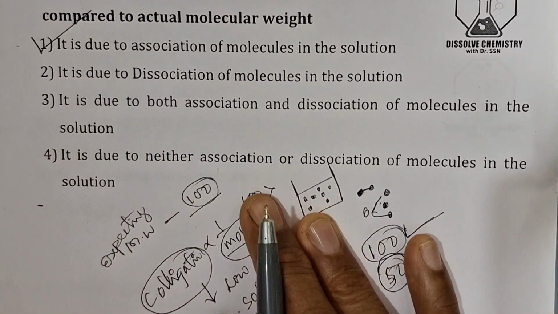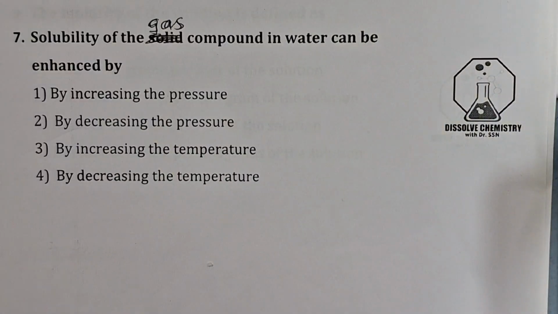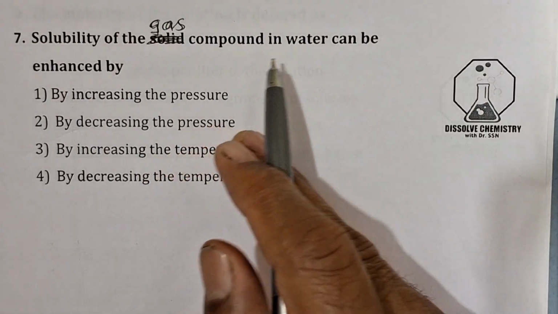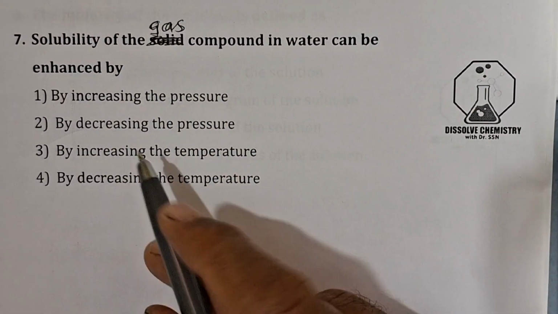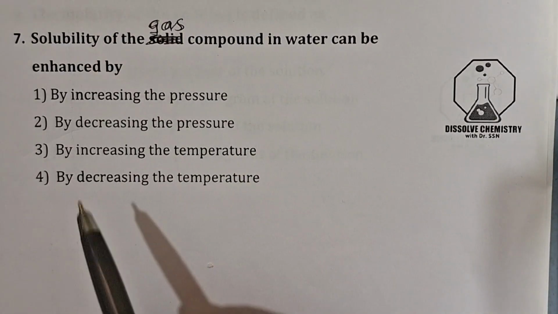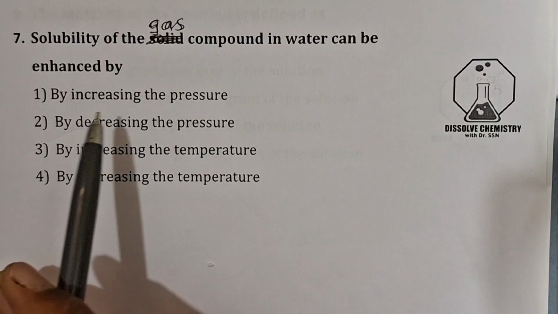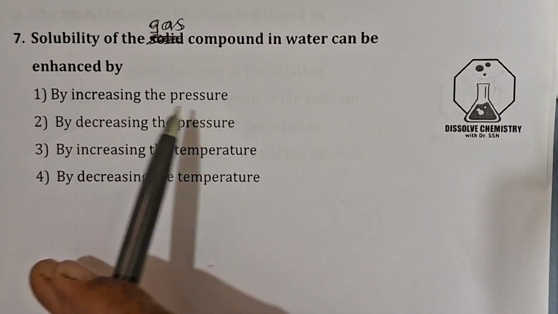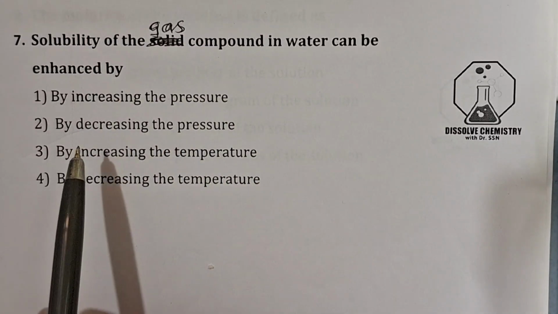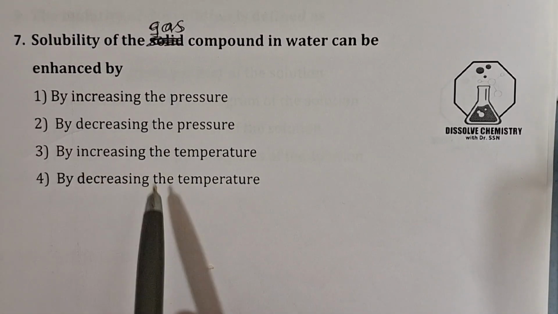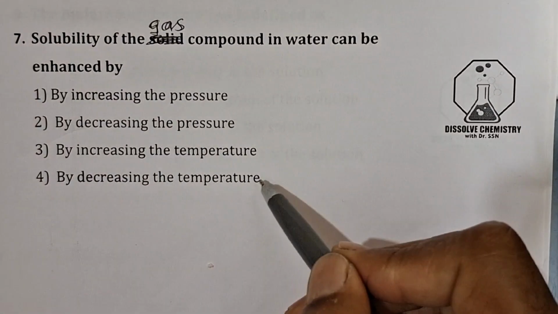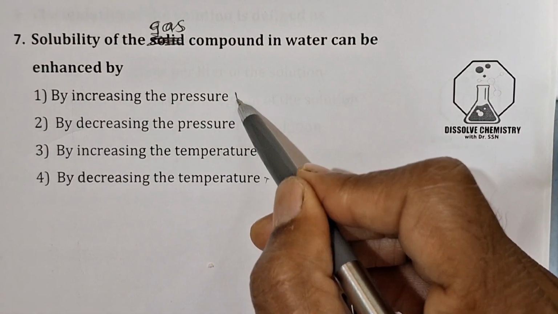I hope you have understood this one. Next, move on to the seventh question. The solubility of a gas in water can be enhanced by, as we already saw in the last question on carbon dioxide, increasing the pressure. By increasing the pressure, we can increase the amount of gas dissolved, in water or in any solvent. Decreasing the temperature is also an option, but compared to that, this option is more appropriate.